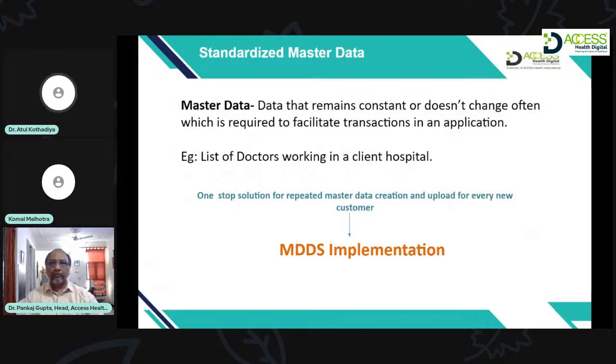Now, standardized master data. Data that remains constant or does not often change is called master data. We saw that, right? For example, the list of doctors working in the client hospital, or your price list. The price list will change only once a year or so, so it will not change often. All this kind of data, for example locations, usernames, nursing staff, paramedical staff, all their names would be your master data. All your rate cards or price lists are master data. So cleaning and verifying all this master data is also very important.